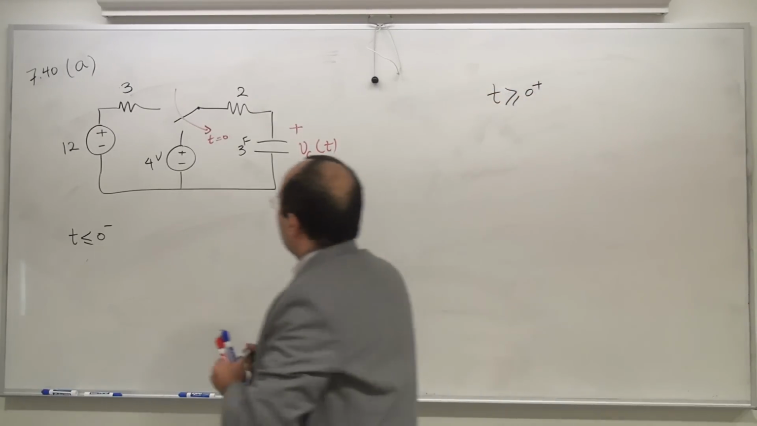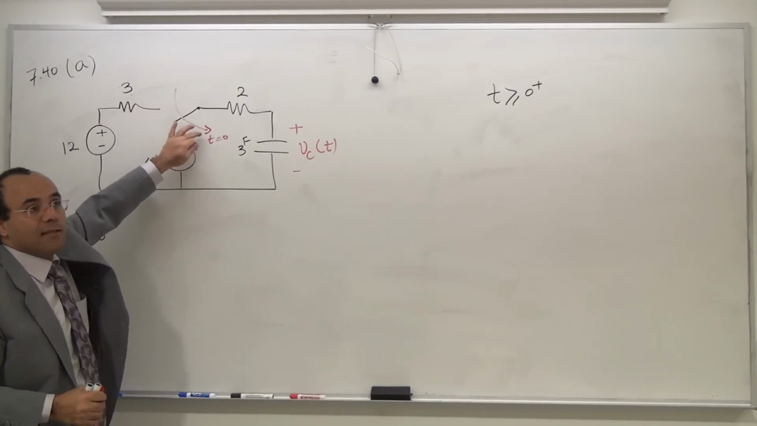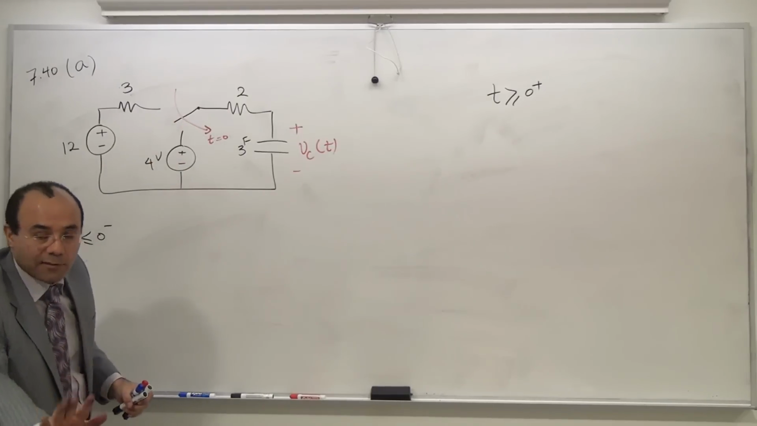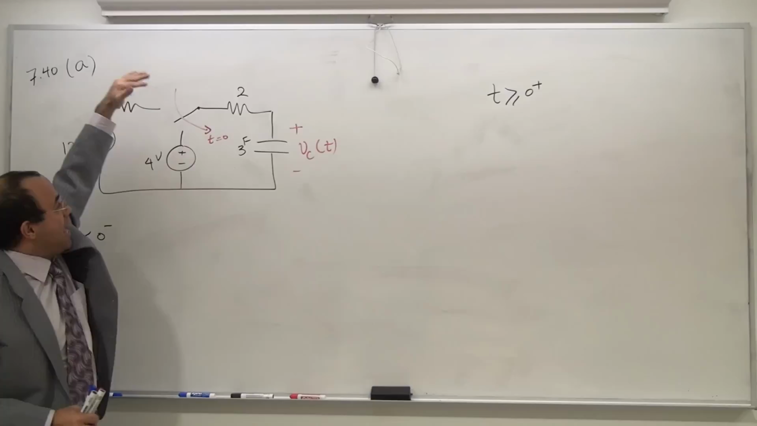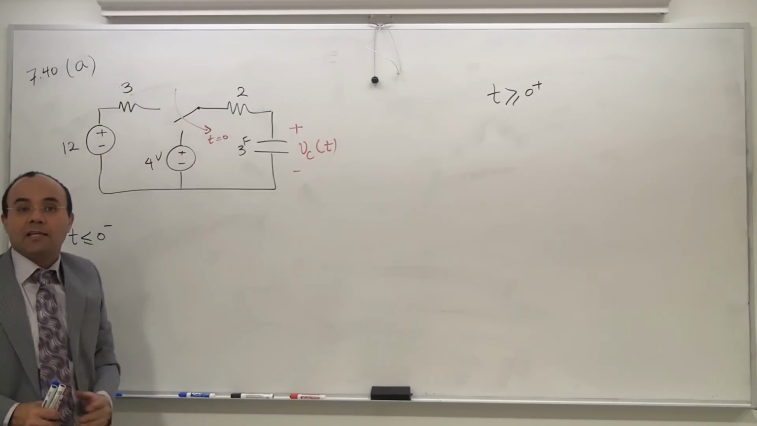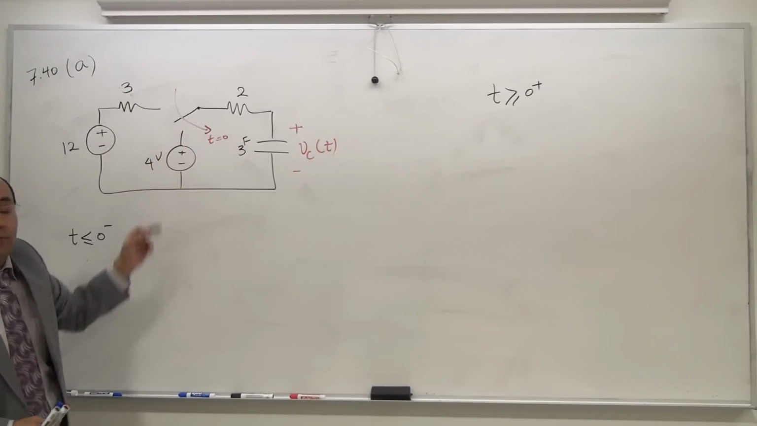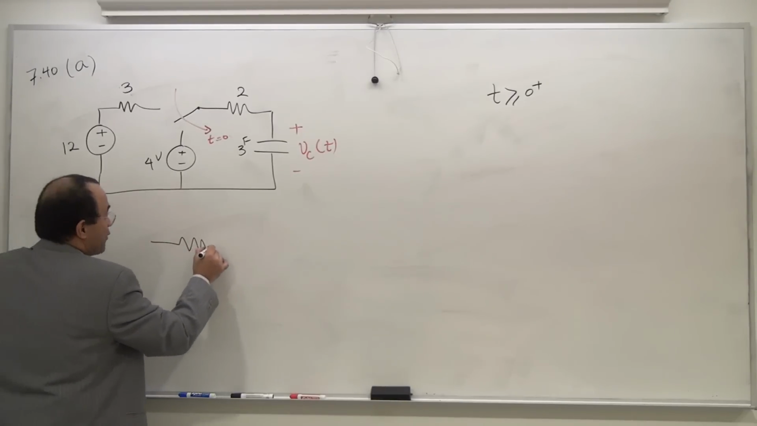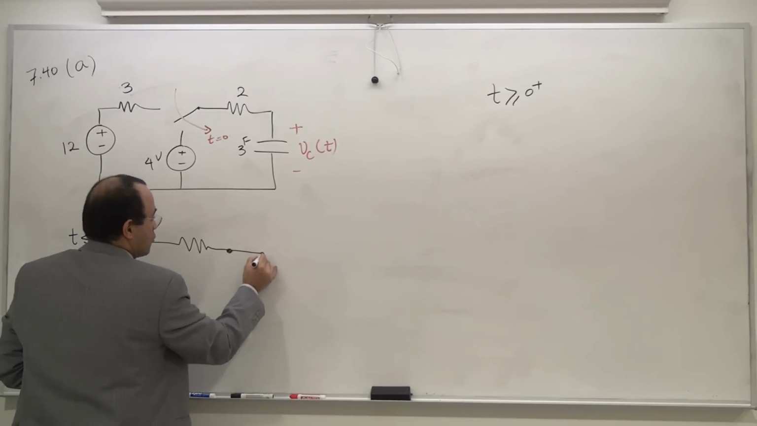Okay, now for 0 minus, where was the switch? Again, this red arrow is actually in the same direction of my hand. So the switch has been horizontal for a long time, and then the switch moves in to latch into the one end of 4 volts. So what is my scenario? My scenario is this. The switch is in this position. This is my switch. I just want to show it to you.